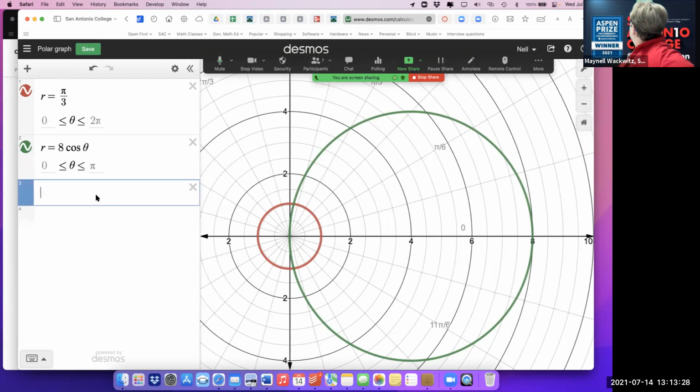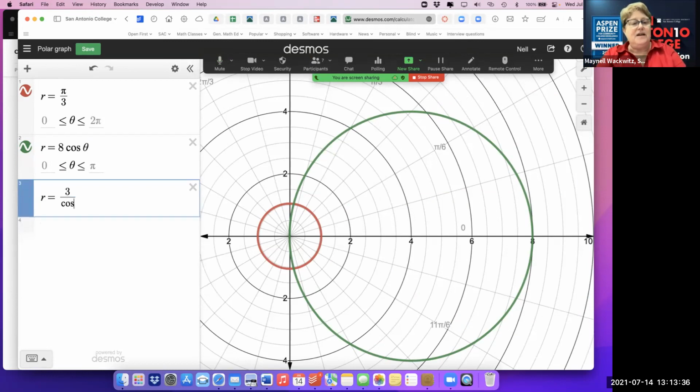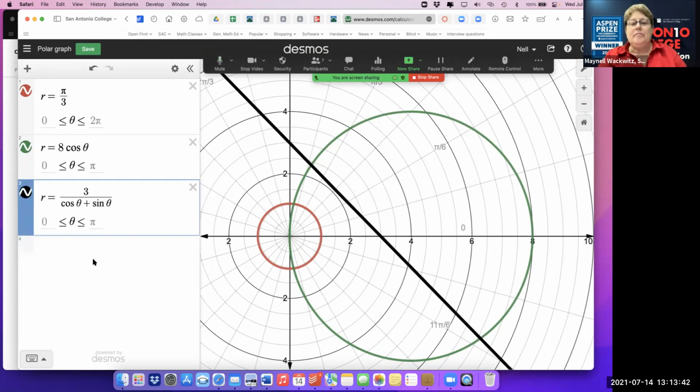What's another one that we just graphed? Oh, how about this one? R equals 3 over cosine theta plus sine theta. Then you can see we got a straight line. It does not give you a table, but say you're looking at the graph R equals 3 over cosine theta plus sine theta, it should let you get some values. Or not. It looks like I'm not getting any values if I just touch the line.